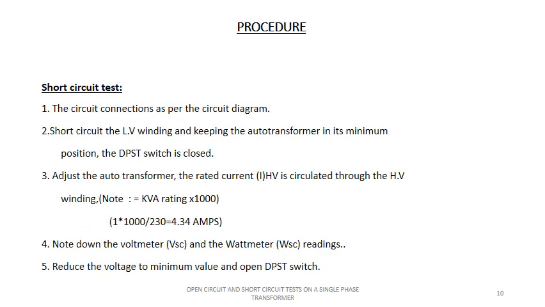Procedure for short circuit test. The circuit connections are given as per the circuit diagram. Short circuit the LV winding, keeping the auto transformer in its minimum position. The DPST switch is closed. Adjust the auto transformer until the rated current is circulated through the HV winding. Note down the voltmeter and wattmeter readings. Here, in the short circuit test, we should see the rated current only. Reduce the voltage to minimum value and open the DPST switch.